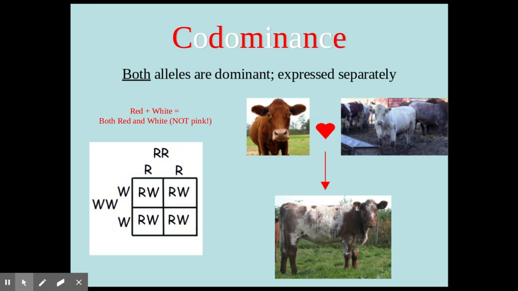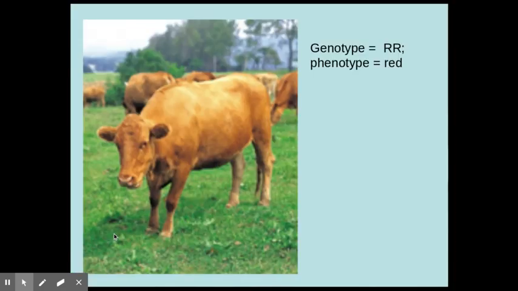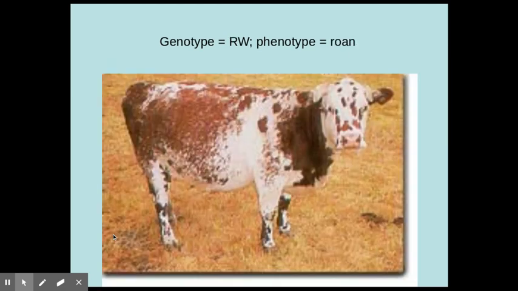You can also have something called codominance. Codominance is when both alleles are dominant, so they're expressed separately. So you don't have a blending of color like the red and the white blending to make pink. You have both of these characteristics showing. So this would be an example of codominance. You have your white and your red appearing in this flower at the same time. So here you have your red cow. Here you have your white cow, and here you have a codominant cow, which is called a roan cow, and you have both colorations that appeared.